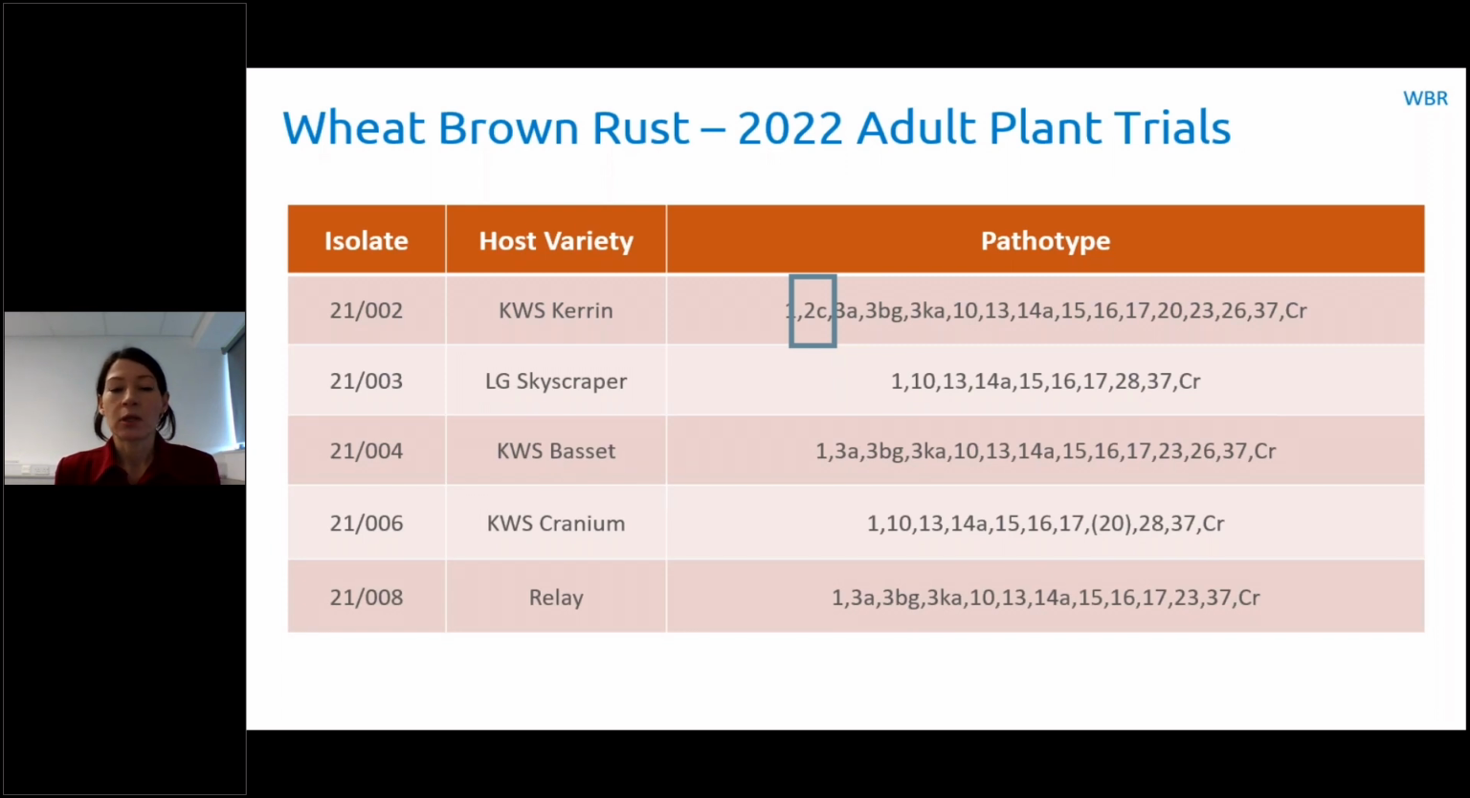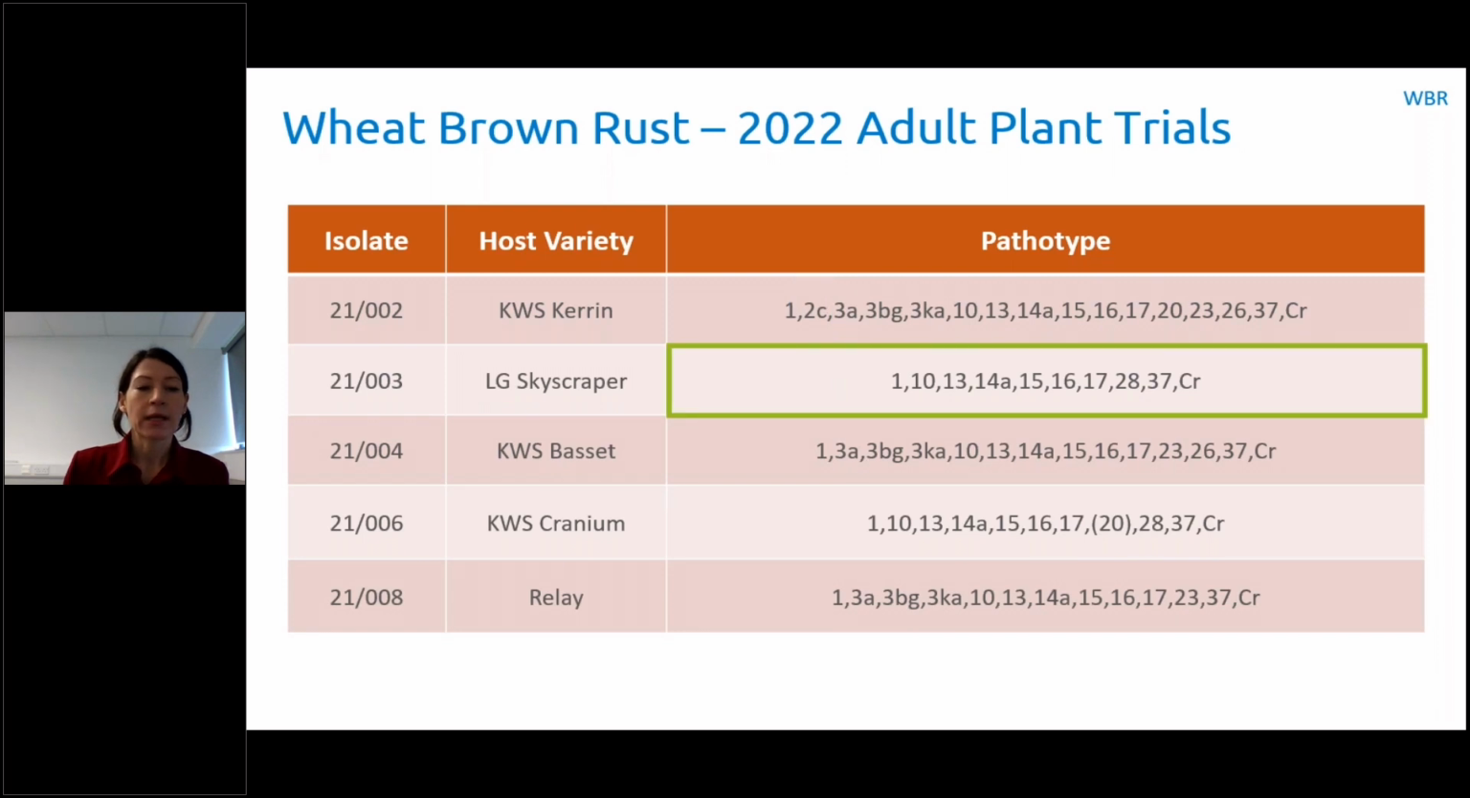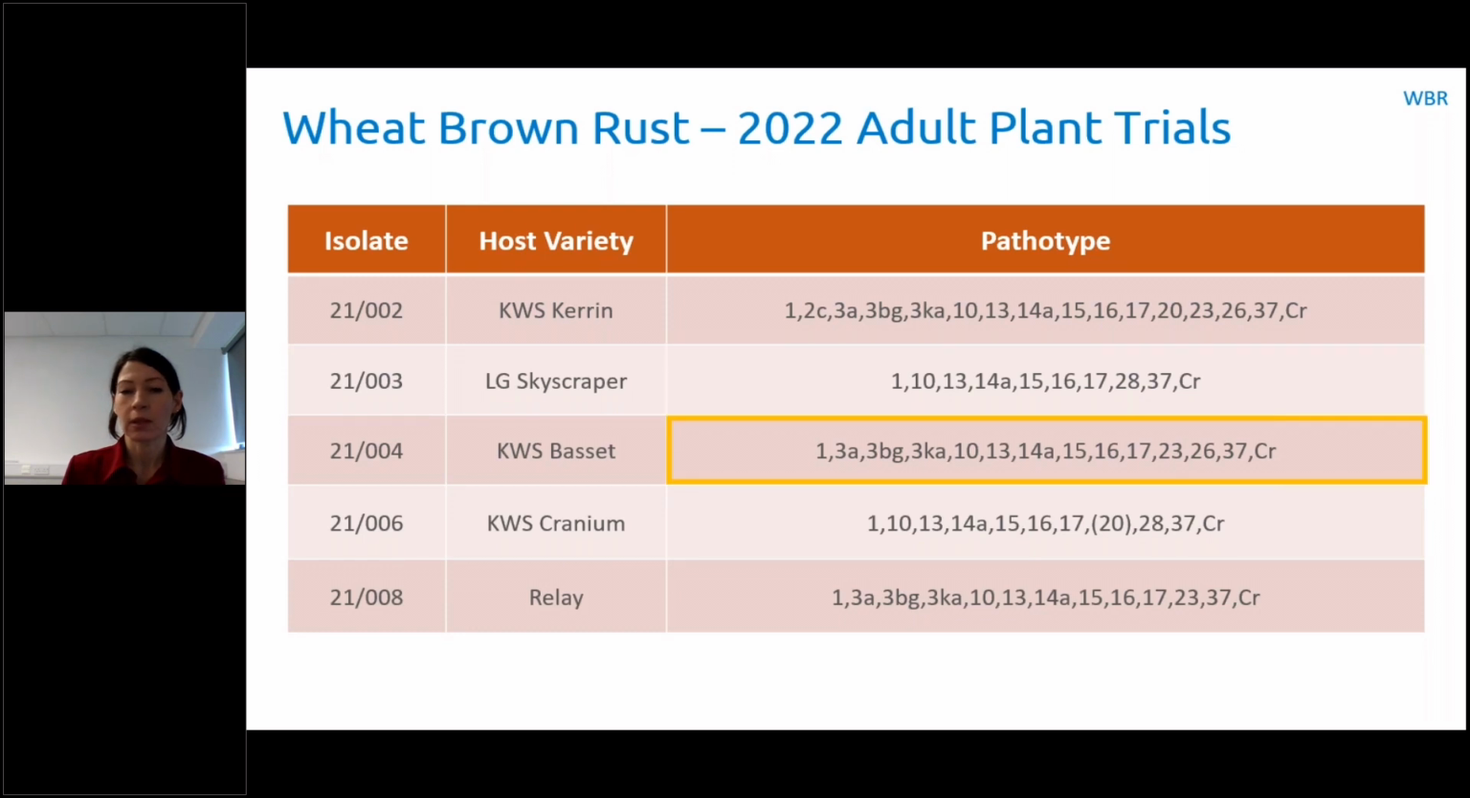So going back to this 21002, we selected this isolate for our inoculations because it was from Kerin, which was rated a 7 last year, but this pathotype had virulence for LR2C, and we don't see LR2C that often. We selected this one, 21003 from Skyscraper, and that one was the most common pathotype in 2021.